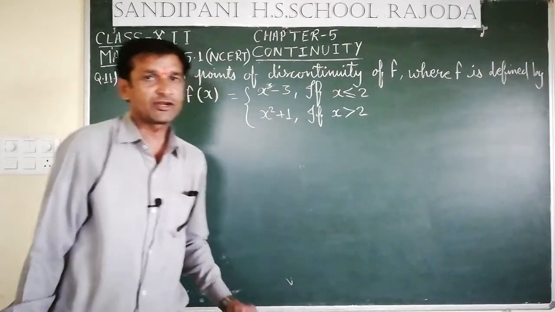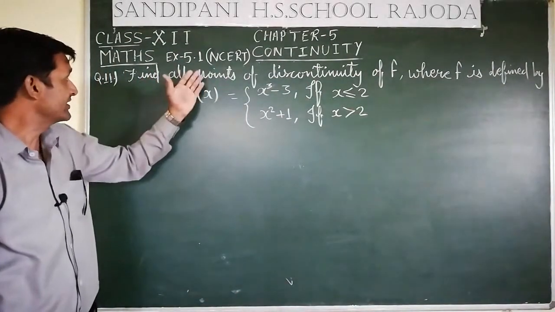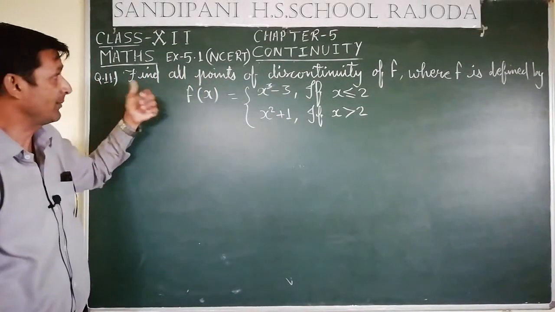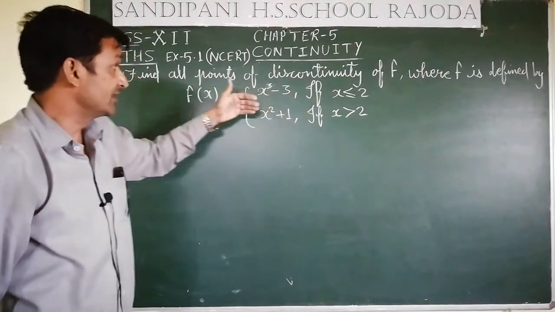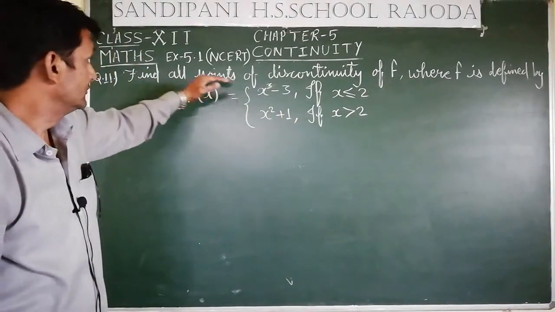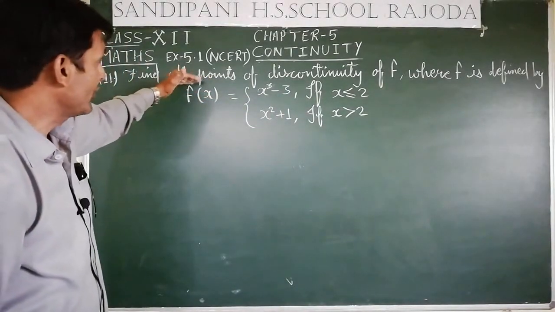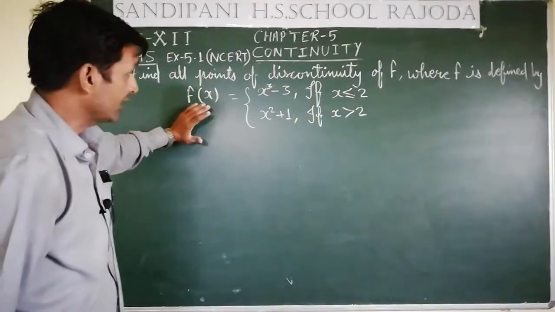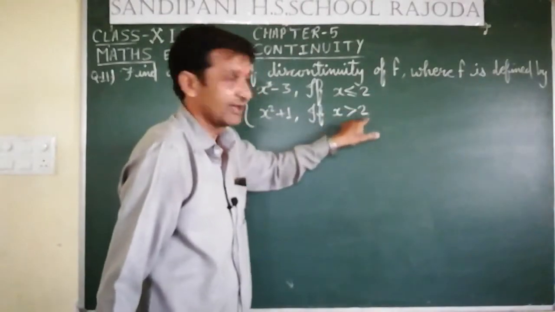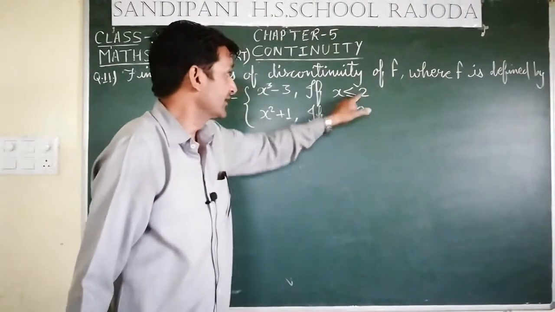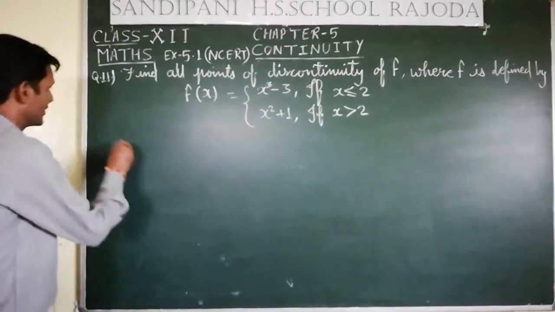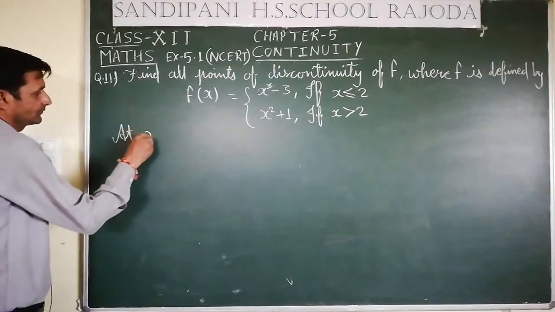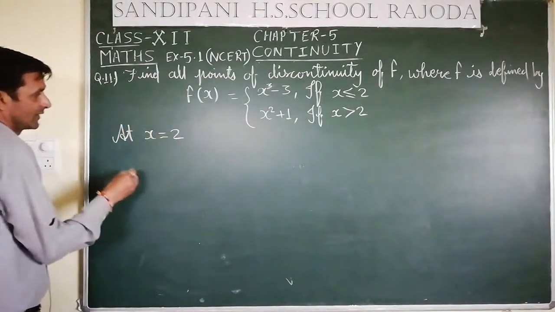Here again is one question of NCERT exercise 5.1, question number 11. In this question also we have to discuss points of discontinuity only, but here only one point is there where we have to discuss, that is 2. So at x is equal to 2, continuity test.